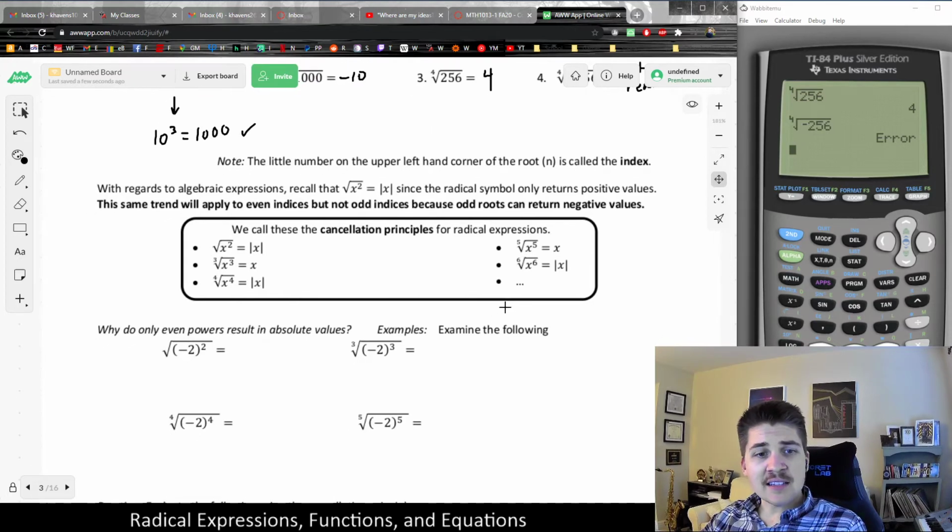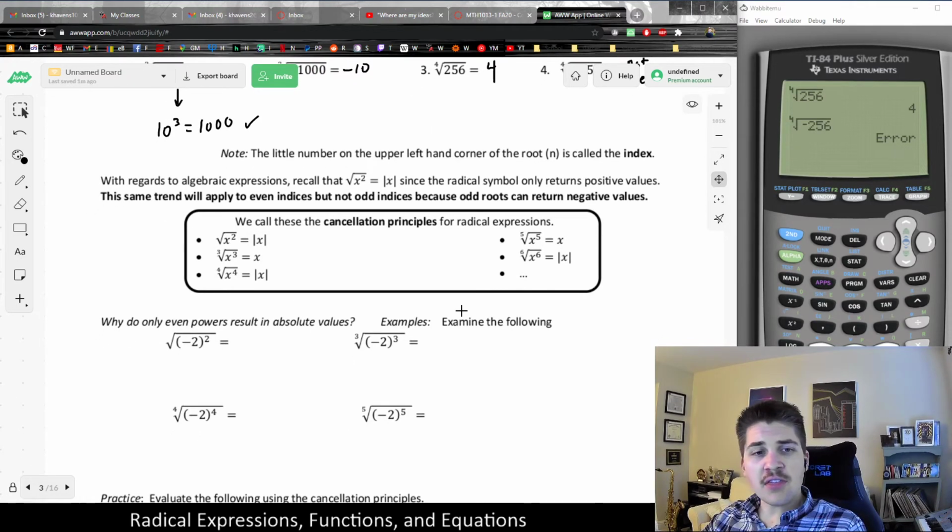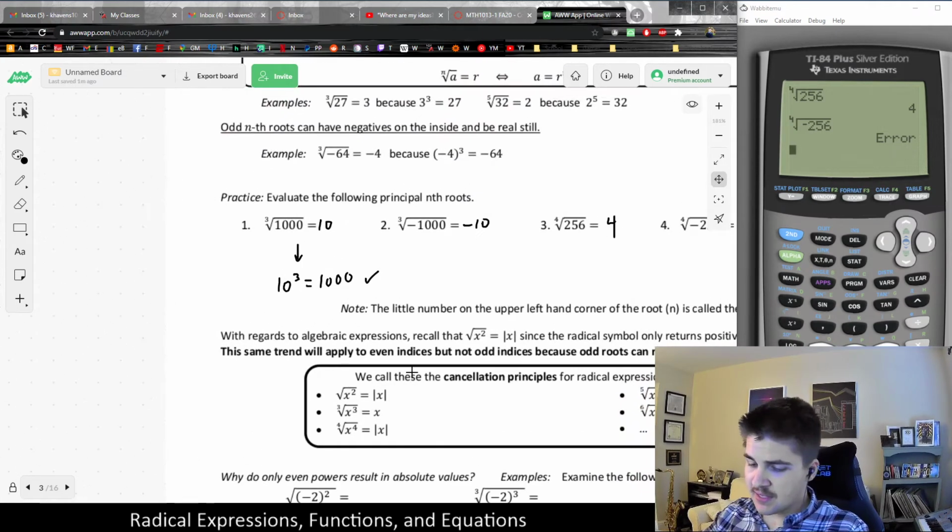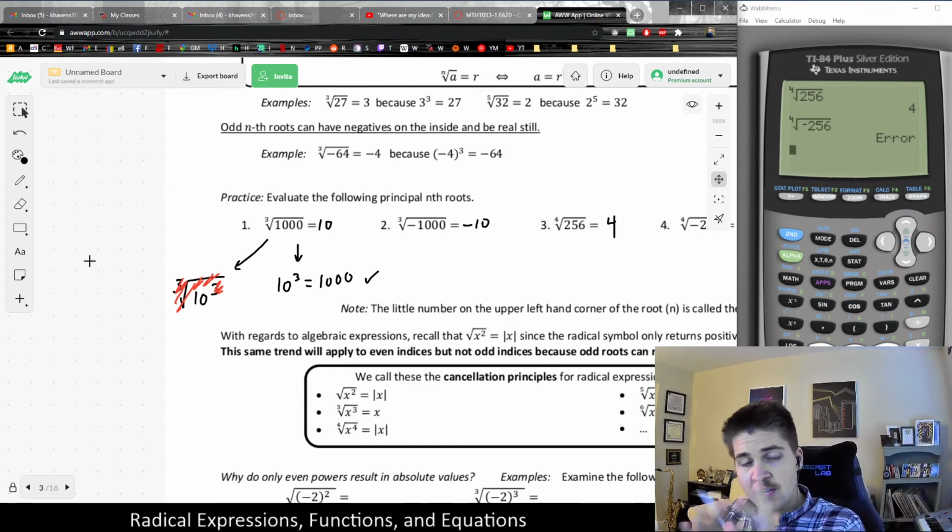Now, the cancellation principles of roots are another strange property. What happens if I take the root of a perfect square? Looking at some of these, for example the cube root of 1000, I could have rewritten that as the cube root of 10 cubed, because 1000 is equal to 10 cubed. And what we could conclude from that is that the cube root cancels out with the cube, just like how a square root cancels a square.